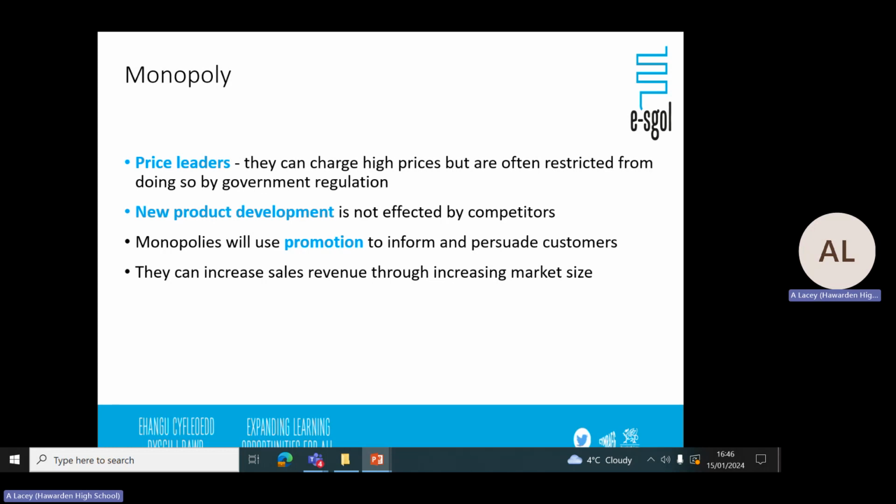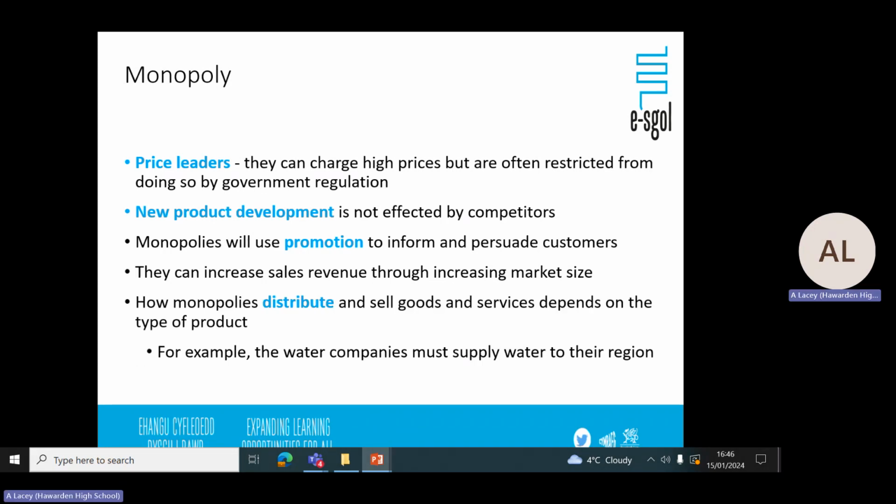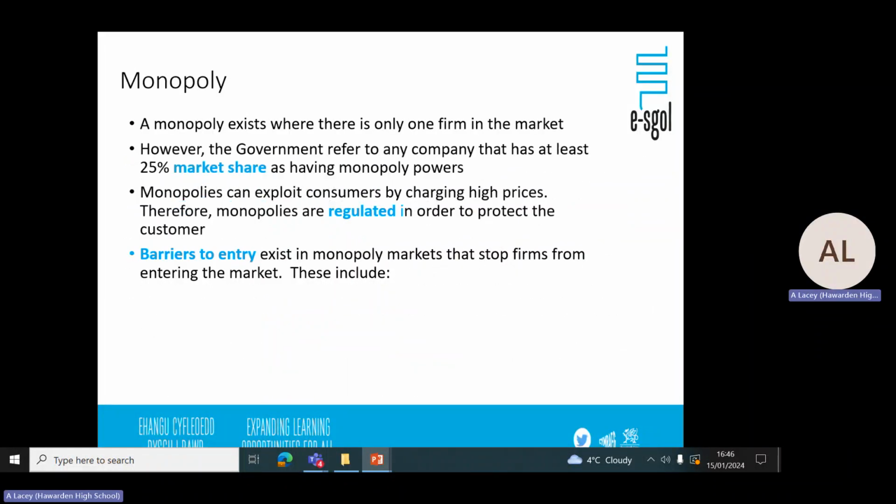Monopolies will use promotion to inform and persuade customers. They can increase sales revenue through increasing market size. How monopolies distribute and sell goods and services depends on the type of product. So, for example, water companies must supply water to their region. Now, a monopoly exists when there's only one firm in the market. However, the government refers to any company that has at least 25% market share as having monopoly powers.